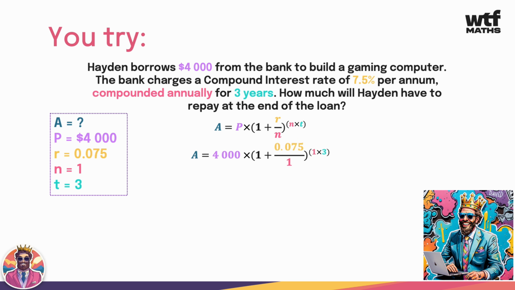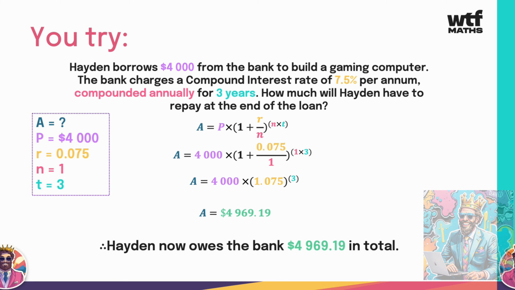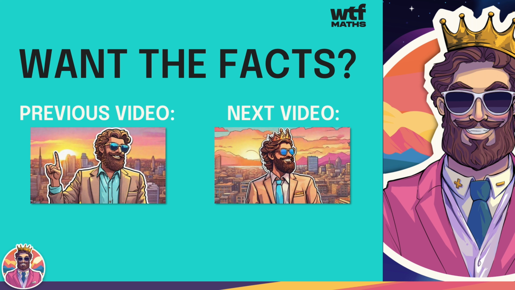Now, again, you can type that straight on your calculator. It'll spit out the answer. Otherwise, if you want to simplify it, you can. It's all good. And we end up with $4,969.19. So Hayden now owes the bank $4,969.19 in total.